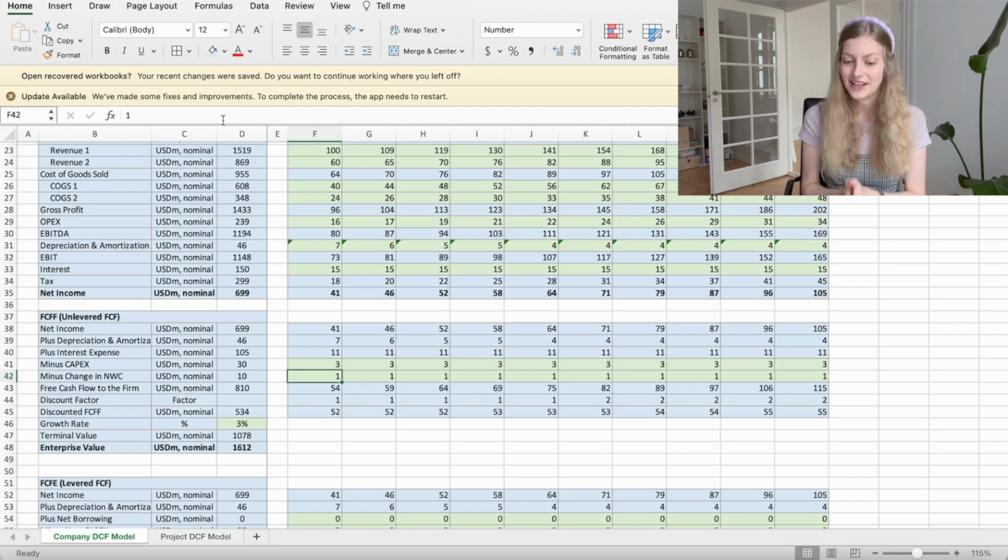Finally, we subtract the change in net working capital. So net working capital is the difference between your current assets and current liabilities. You can calculate that from the balance sheet. And we just want to subtract that because that is, again, a cash expense. And then that gives us the free cash flow to the firm that we are after. And so we have that forecasted out here for 10 years.